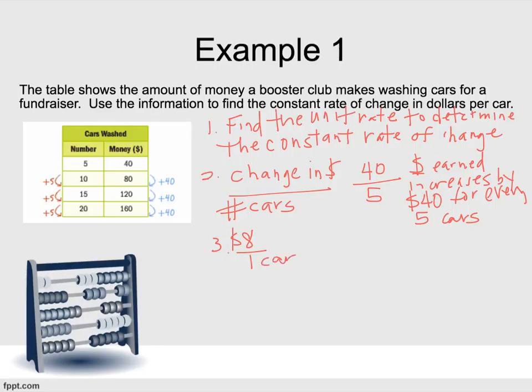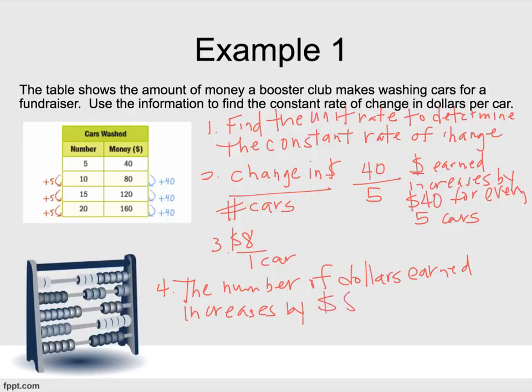So now to explain my information, the last thing I do is I write the number of dollars earned increases by $8 for every car washed. Make sure you write everything down.